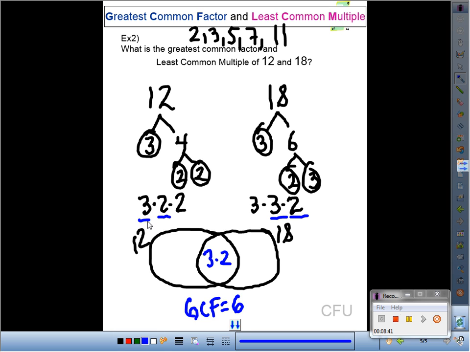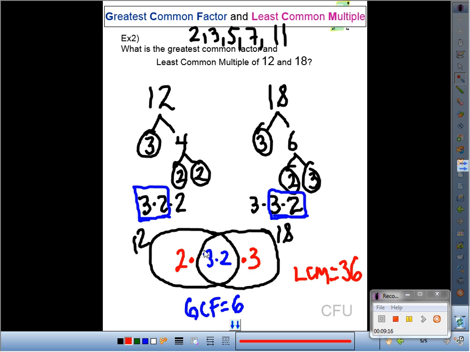Yes. So now, let's see. We got these in here, these in here. What's left over for this side? 2. A 2, we write 2 times. And what's left over on this side? 3. Times 3. So watch. LCM, we multiply all these together. So what is 2 times 3? And what is 6 times 6? The LCM is 36. And let's double check our work.